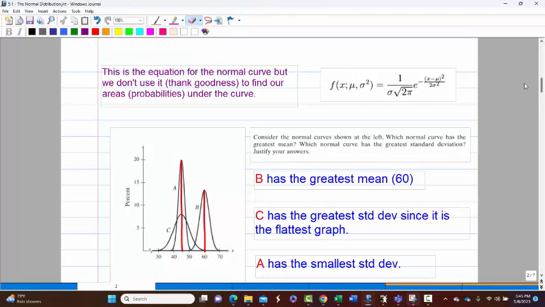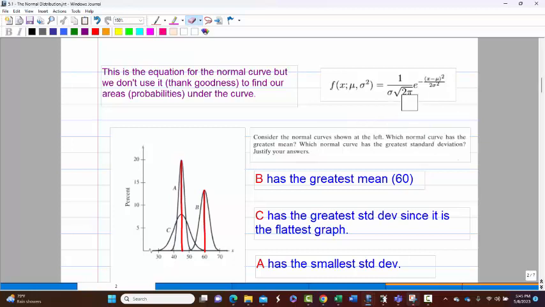Now this, we don't need to worry about this, but any equation, a graph's got to come from some equation, and the normal curve actually comes from this big old mess right here. And fortunately, we don't need to actually do that. We will be using technology. Finding the area requires calculus and a whole bunch of other stuff, but not our problem. But I just wanted you to see that.